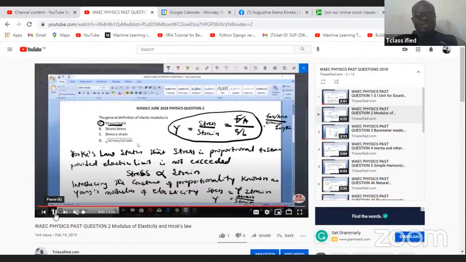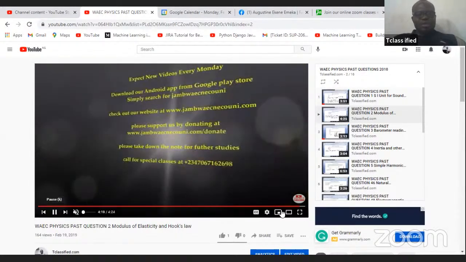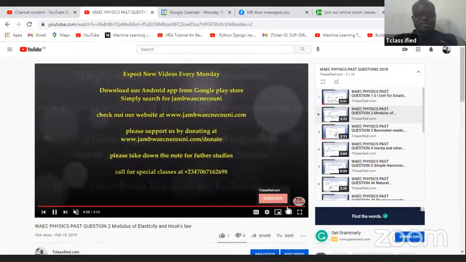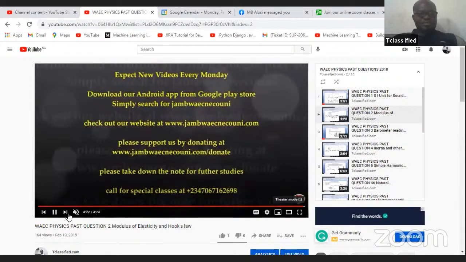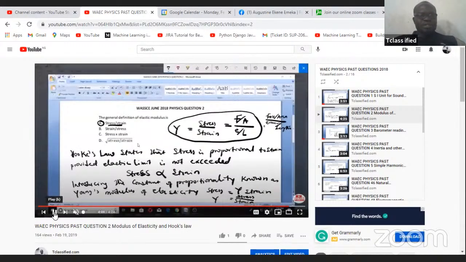The question says the general definition of elastic modulus is what? So is this stress over strain, which is actually what it is, or is it strain over stress, the inverse of the first one, or is it stress times strain?